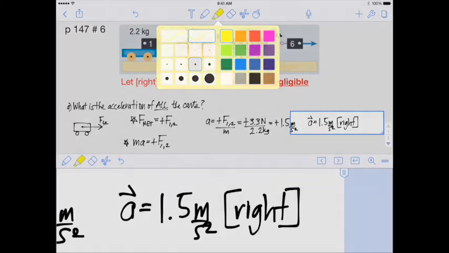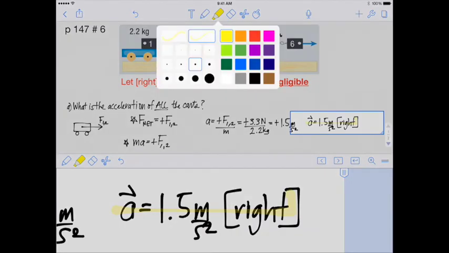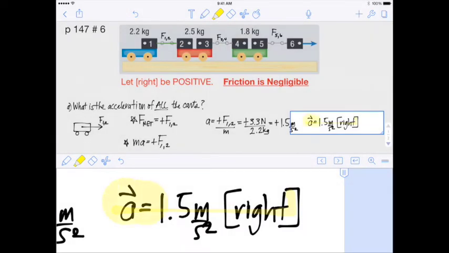Now I'm just going to highlight this because it's important to note that this is the acceleration of all of the carts. So if you find the acceleration of one cart, you know the acceleration of all the carts.